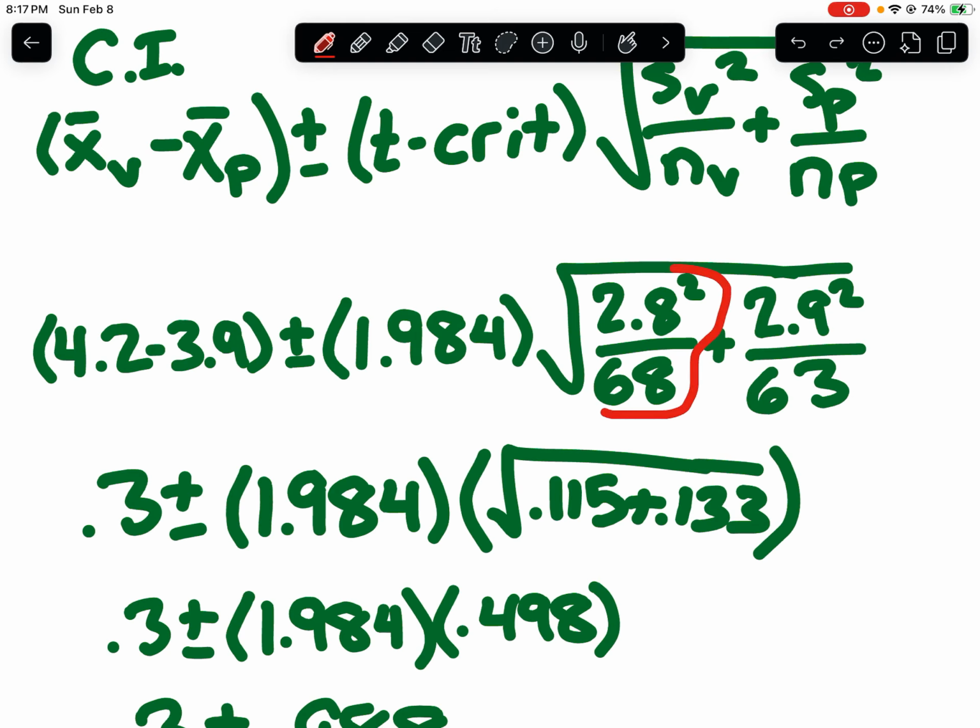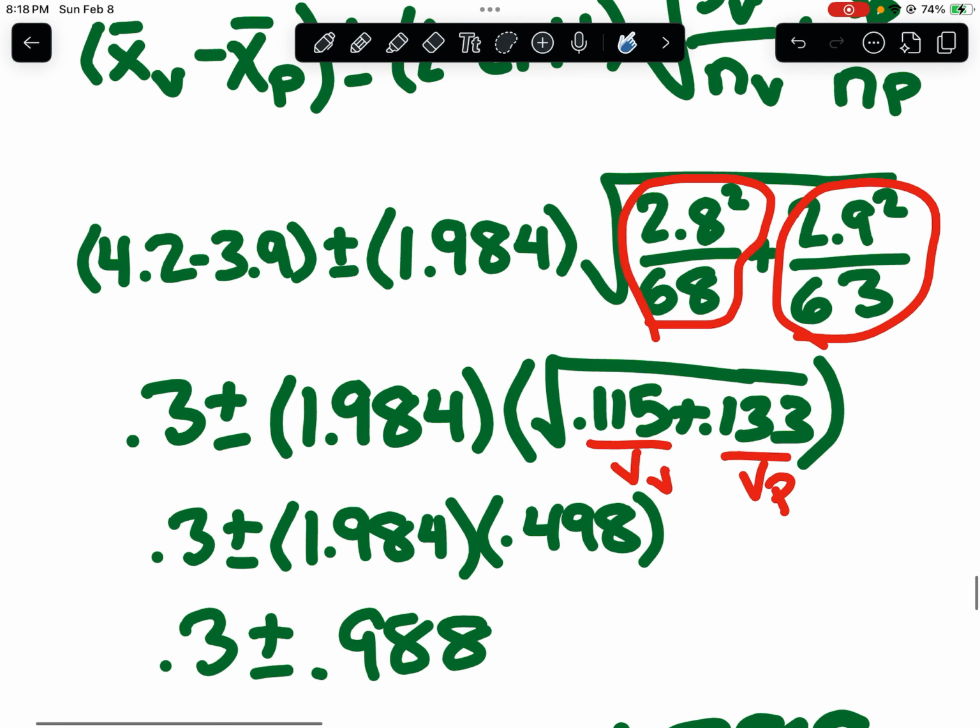One thing I want to point out here: you notice that value there is just that 0.115 that we found earlier. Same thing here, that's the 0.133. Those are the V for the vertebroplasty and the V for the placebo. So if you wanted to just jump to that point right there, you absolutely could.